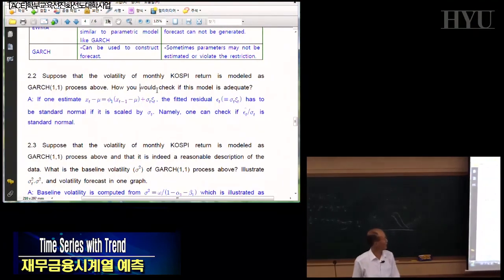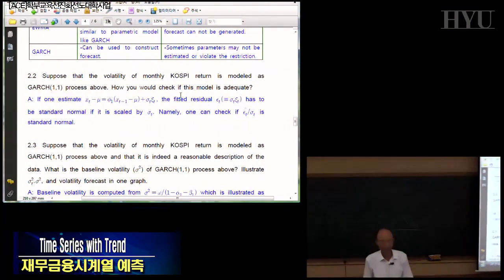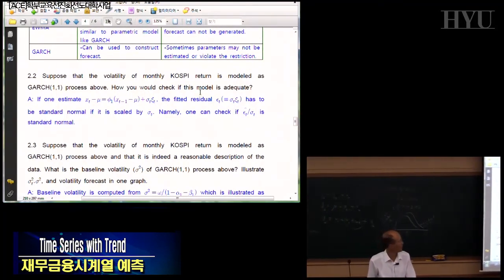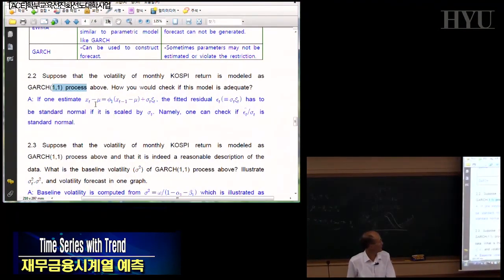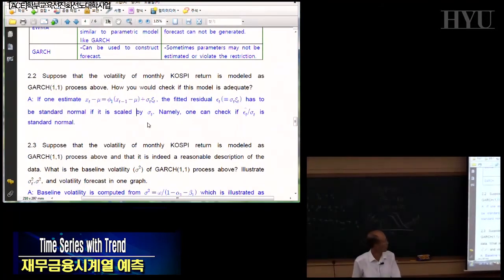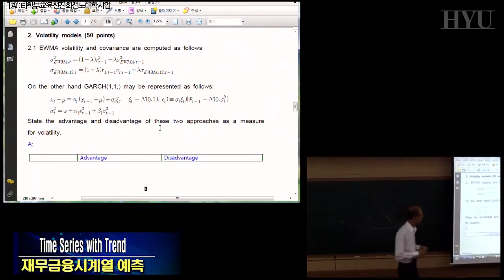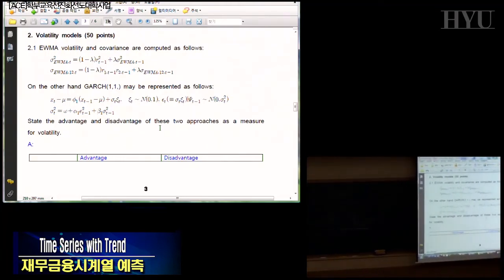And this one is a little bit twisted, but it asks how to check whether your model is in fact adequately set up. Whether your model, let's say GARCH-1-1, is reasonable. Okay. Actually when you estimate this GARCH-1-1 model, think about what would be the output from your estimation. And I mentioned, but I didn't show you exactly how to estimate it using maximum likelihood estimation because it's more complicated. So I just skipped that part.